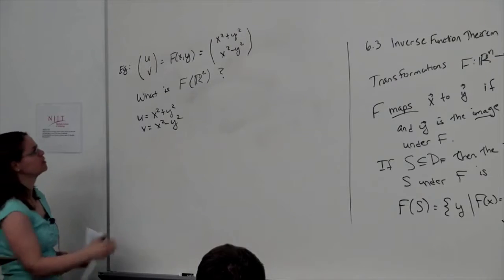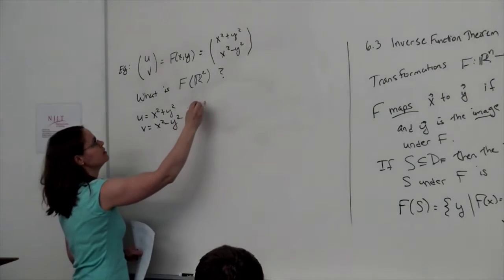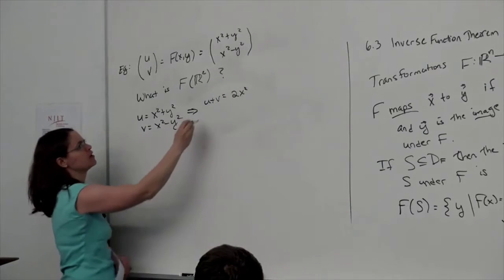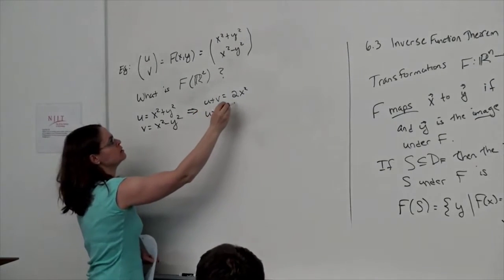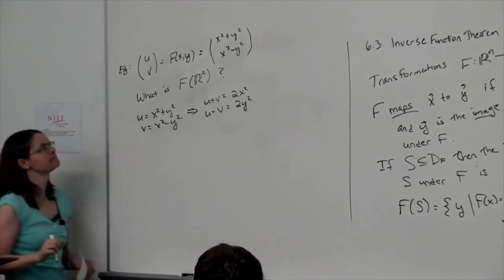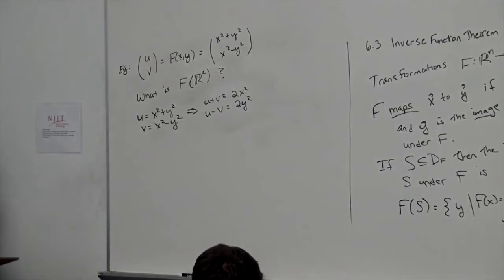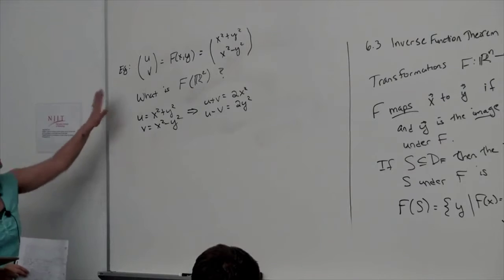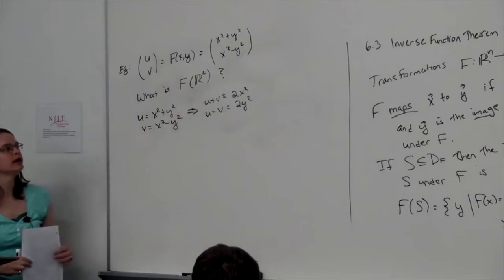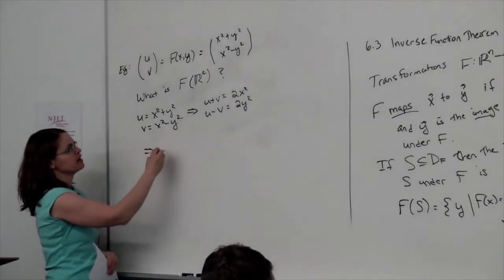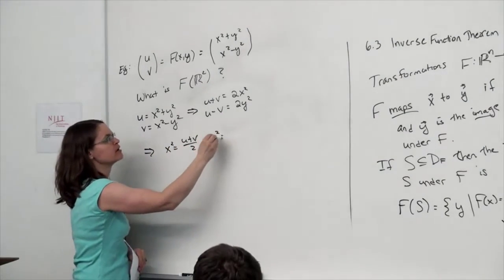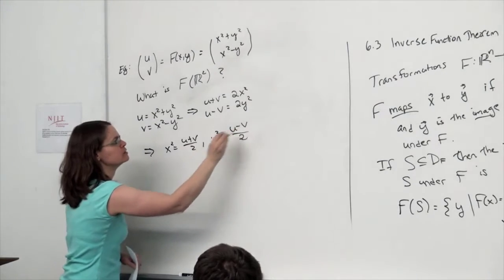So what could I do? Well, I could add these together. U plus v equals 2x squared. And I could subtract them. Okay, so what was my question? My question is, which values of uv can I reach? Given uv, can I solve for x and y? Well, in this case, I can say that x squared is u plus v over 2, and y squared is u minus v over 2.